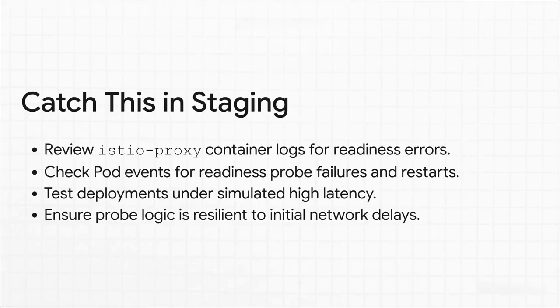The good news is, you can totally catch this before it causes a production fire. You just need to know what to look for in staging. First, stop looking at just your app's logs. You gotta check the Istio proxy container logs too. Next, look at the pod events in Kubernetes. Are you seeing a bunch of readiness probe failures and restarts? That's a huge red flag. And, probably the most important thing, go back and look at your probe configuration. Give it a little more time to start up, a few more chances to fail before Kubernetes gives up on it.